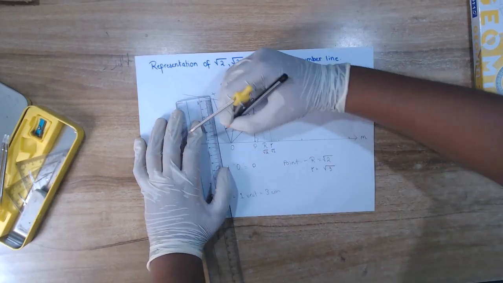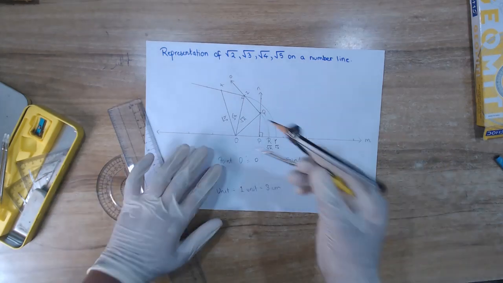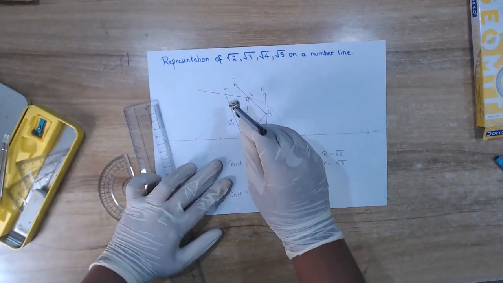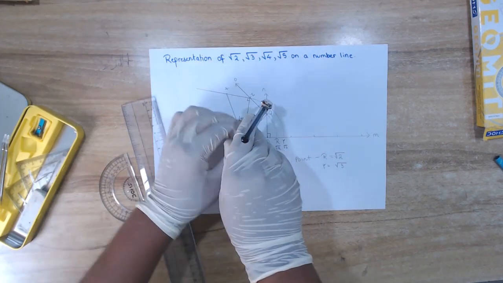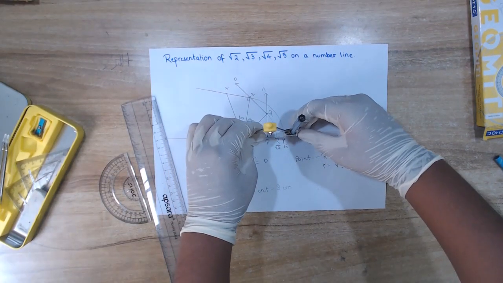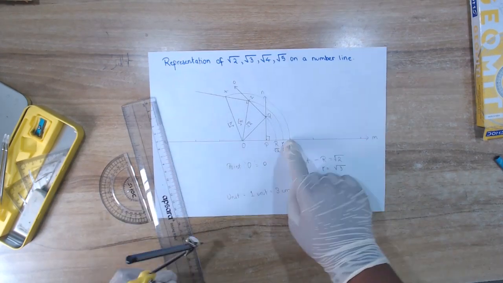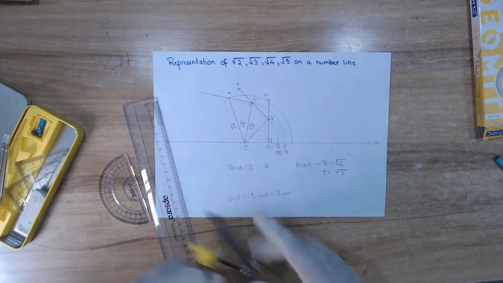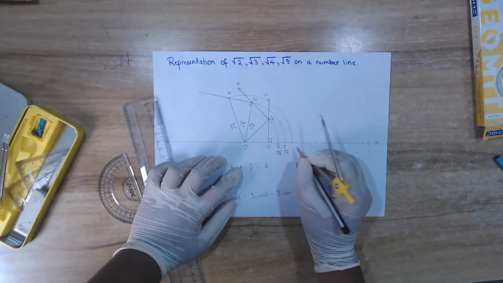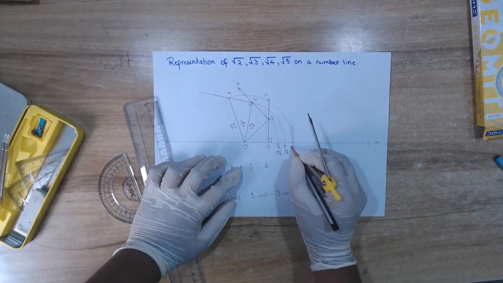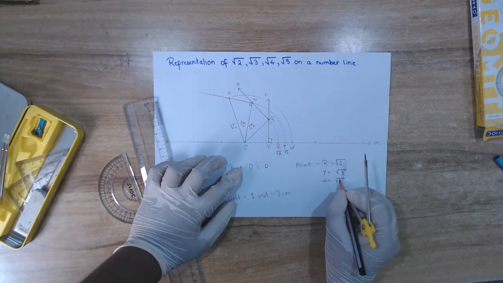So this is square root of 4. Like the before steps, put it here. As you can see, it has totally been put on the point. Okay, so let's name this point as point W. Point W is equal to square root of 4.